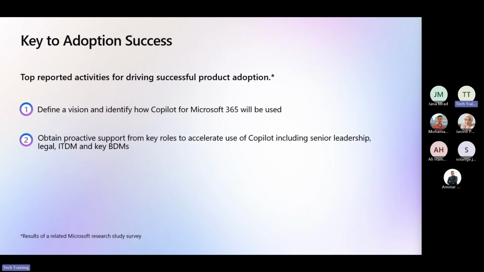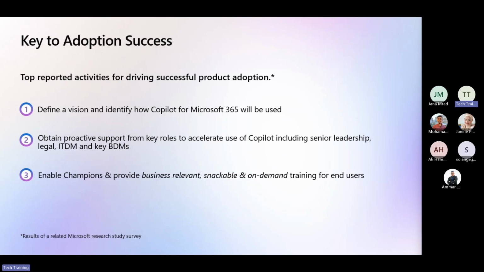Obtain proactive support from key roles to accelerate use, including senior leadership, IDTM. You can have different supports like references, enable champions, and provide business-relevant snackable content. These are done by Viva. These are like MS Learn and the places where you enable points for the client where they can get more details about the product they are using. Raise awareness through the launch of events and omni-channel communication. All these are ways to make sure that your client is satisfied.